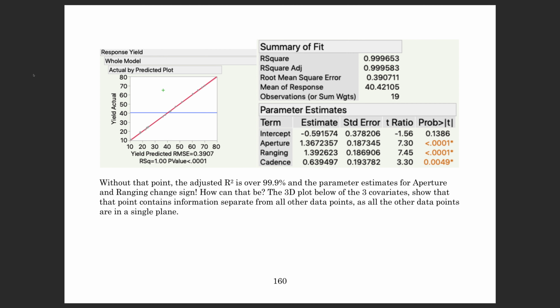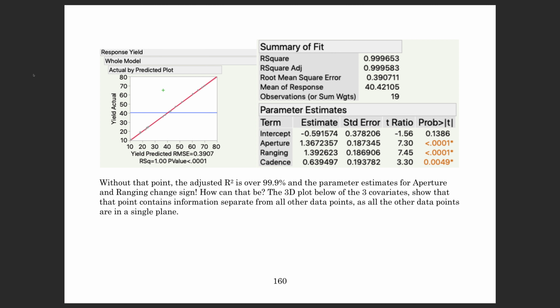Aperture and ranging were both very strongly negative significant. They're now both very strongly positive and very strongly significant. And cadence has changed quite drastically, but is still significant. So the parameter estimates for aperture and ranging have changed sign. The size of the coefficient for cadence has changed quite drastically.